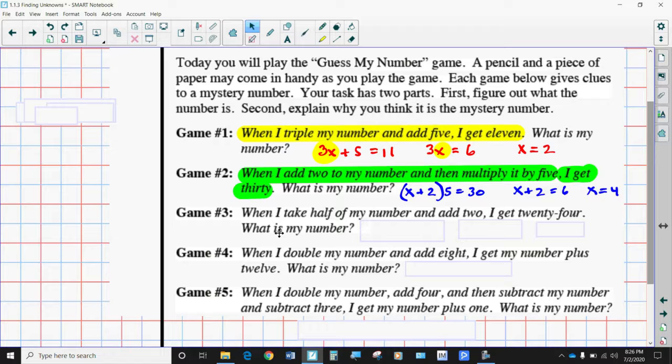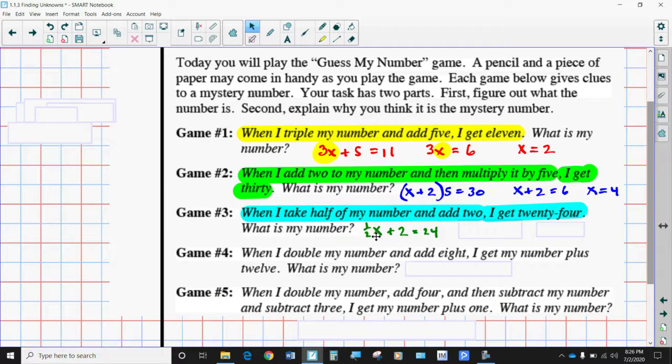It'll just make sense. Okay, so let's take a look at game number 3. See if we can make sense of this. When I take half of a number and add 2, I get 24. All right, so I don't know what my number is, but I'm going to take half of it. Then you're going to add 2.